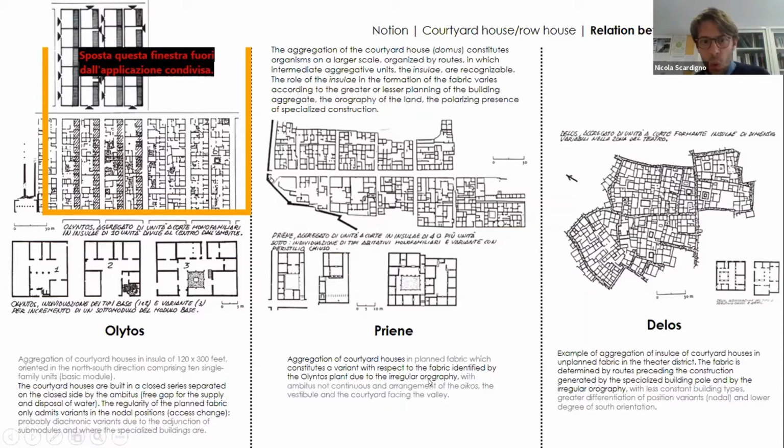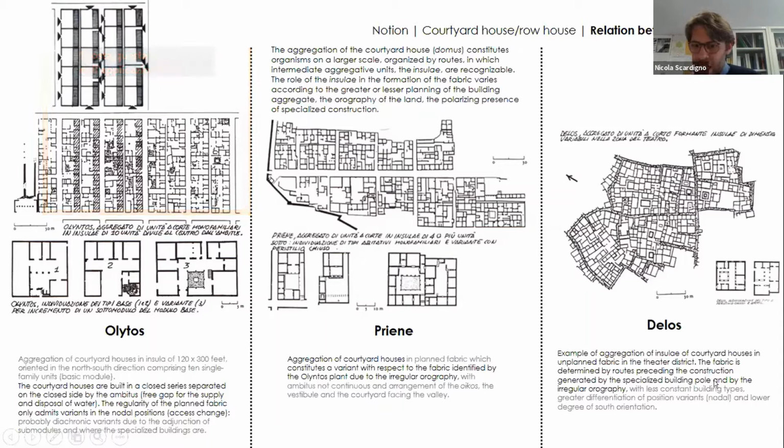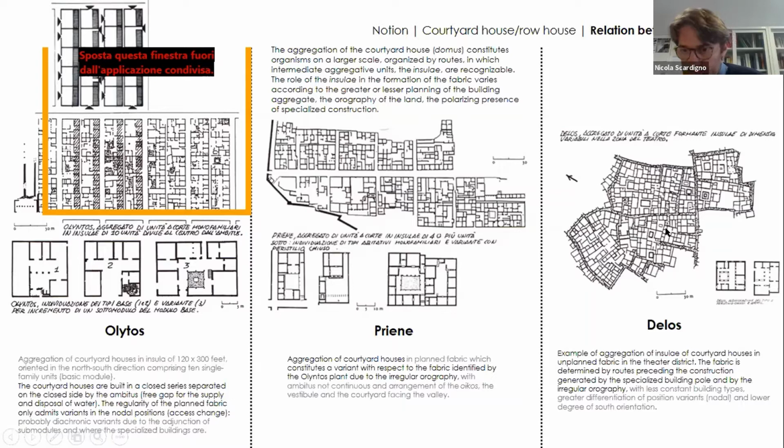While in the case of Priene, the aggregation of courtyard houses constitutes a variant with respect to the fabric identified by the Olynthos plan due to the irregular orography, up to Delos, which is an example of aggregation of insulae of courtyard houses in unplanned fabric, a fabric which is determined by routes that actually precede the construction, generated by the presence of special buildings that polarized the route itself.